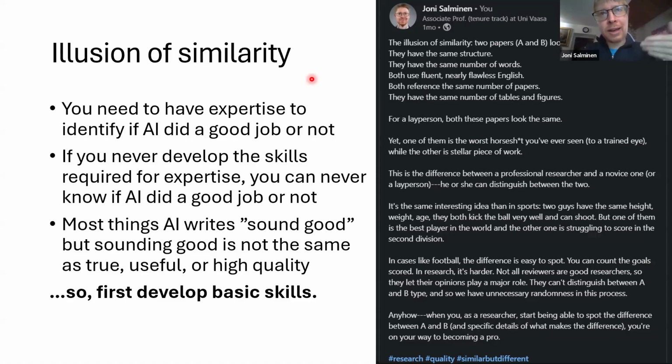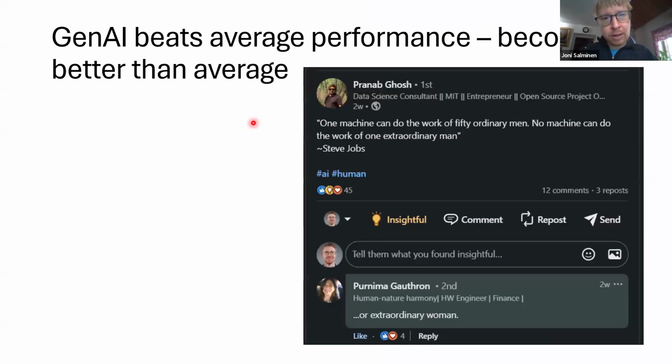So this goes again to the point that if you don't have those basic skills or expertise, you cannot evaluate the output. So first, develop those basic skills and focus on that in your education. And then second, we talked about the average performance. This is a quote from Steve Jobs: One machine can do the work of 50 ordinary men. No machine can do the work of one extraordinary man.